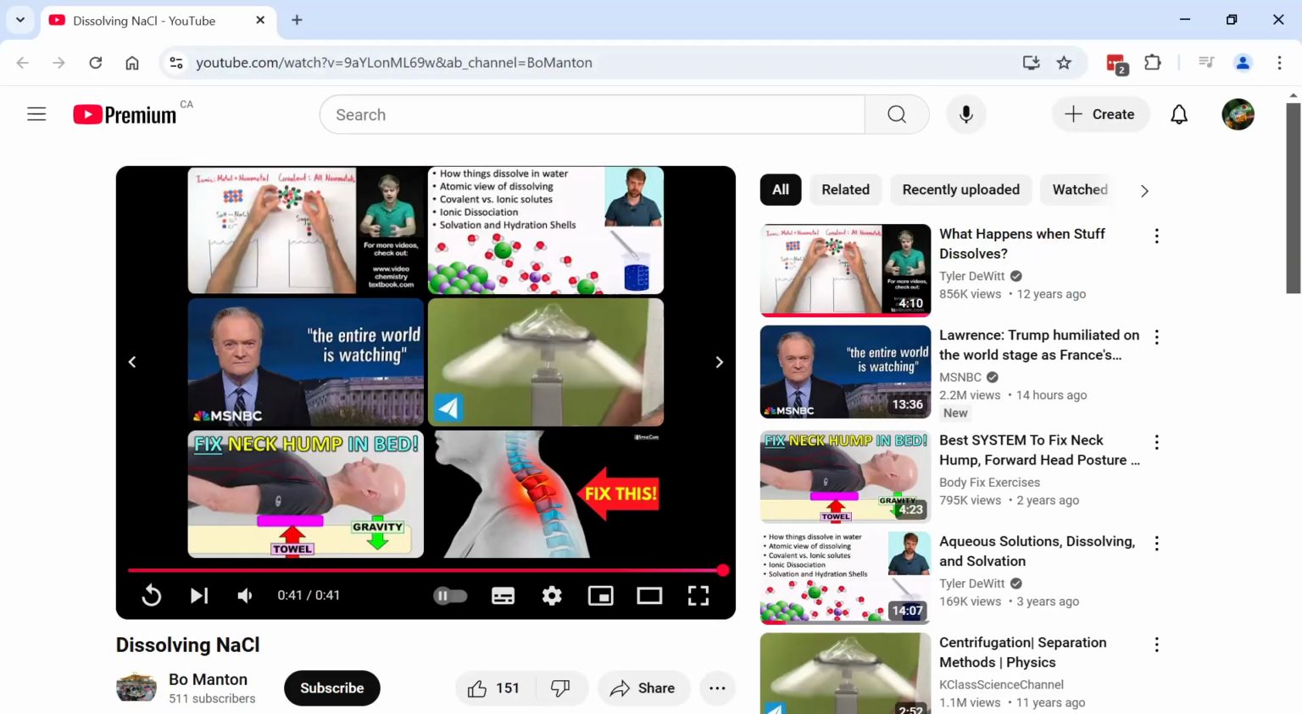Okay, that's a lot more information than you need in grade 9. But if you remember, sodium positive, chloride negative. What do positives and negatives do? They attract. And that's why it alternates positive, negative, because the positive is attracted to the negative and the negative is attracted to the positive.